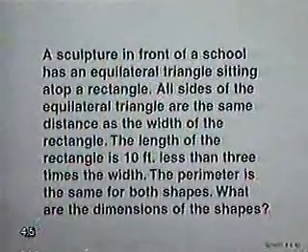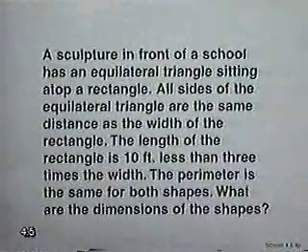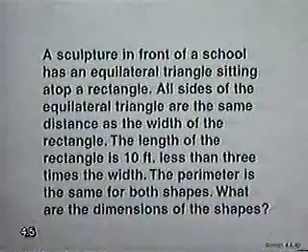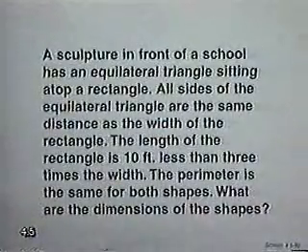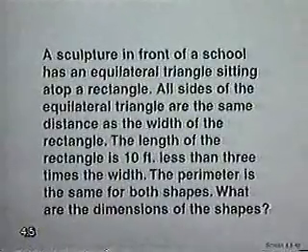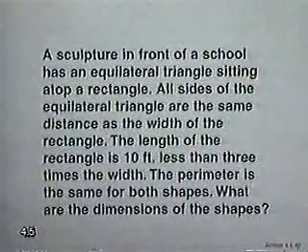So let's see an example. This is an application problem. A sculpture in front of a school has an equilateral triangle sitting atop a rectangle. All sides of the equilateral triangle are the same distance as the width of the rectangle. The length of the rectangle is 10 feet less than 3 times the width. The perimeter is the same for both shapes. What are the dimensions of the shapes?